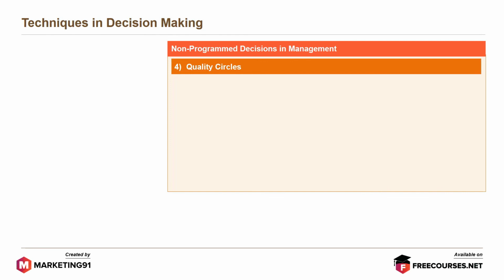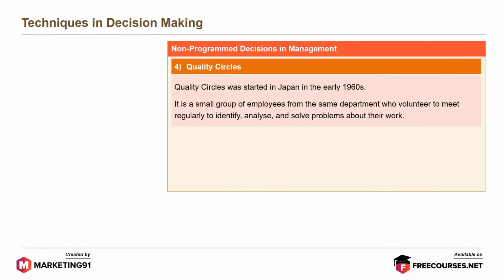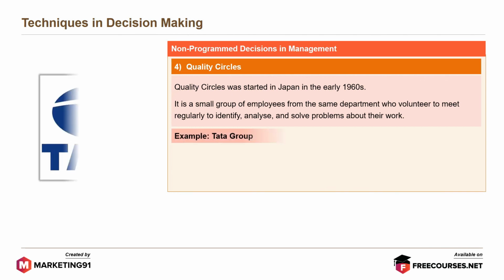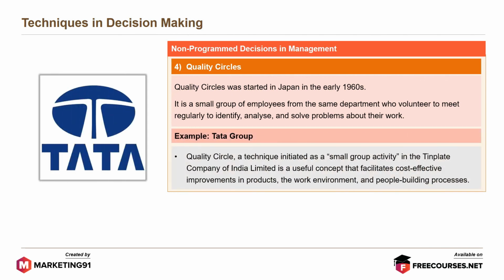Quality circles. Quality circles were started in Japan in the early 1960s. It is a small group of employees from the same department who volunteer to meet regularly to identify, analyze, and solve problems about their work. Example, Tata Group. Quality Circle, a technique initiated as a small group activity in the Tin Plate Company of India Limited, is a useful concept that facilitates cost-effective improvements in products, the work environment, and people-building processes.